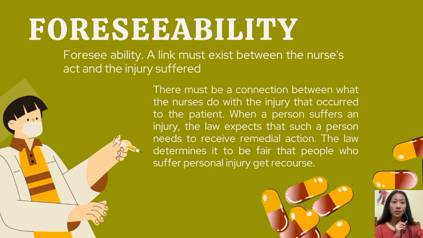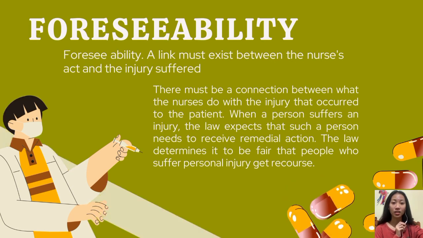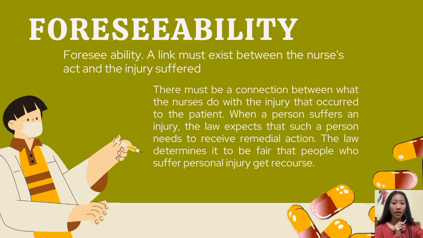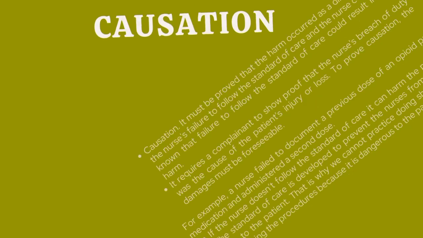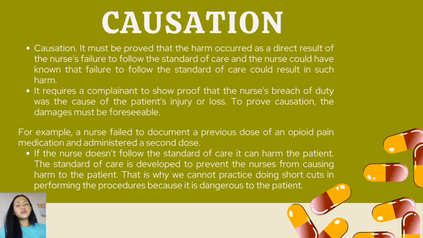Foreseeability: a link must exist between the nurse's act and the injury suffered. There must be a connection between what the nurses do and the injury that occurred to the patient. When a person suffers an injury, the law expects that such a person needs to receive remedial action. The law determines it to be fair that people who suffer personal injury get recourse. So let's move on to the causation.